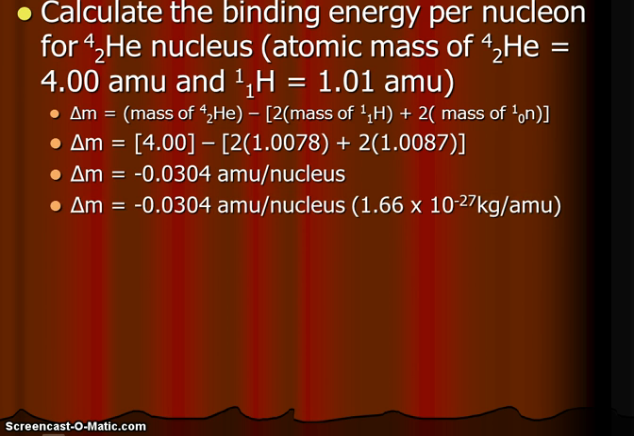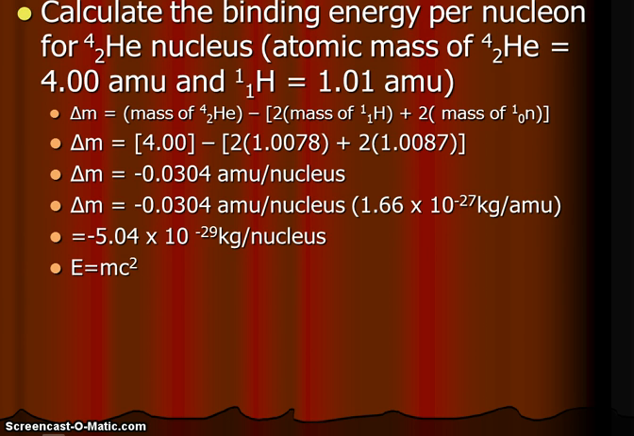So we're going to do a little bit of conversion. We're going to convert that from AMUs per nucleus to kilograms per nucleus. And again, we're going to get this value off of a table. It relates AMUs and kilograms, 1.66 times 10 to the minus 27 kilograms per AMU. So that's going to give us a change in mass of negative 5.04 times 10 to the minus 29 kilograms per nucleus of helium.